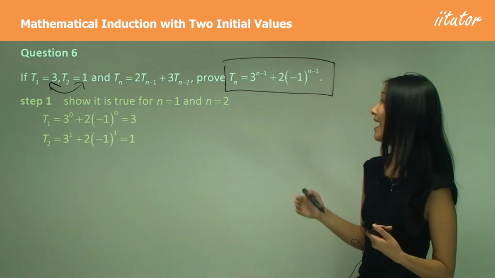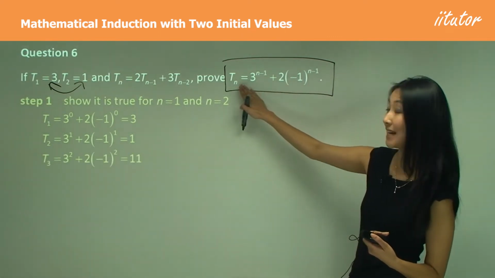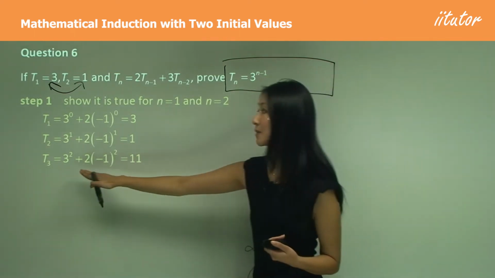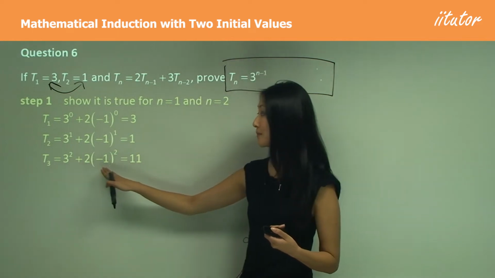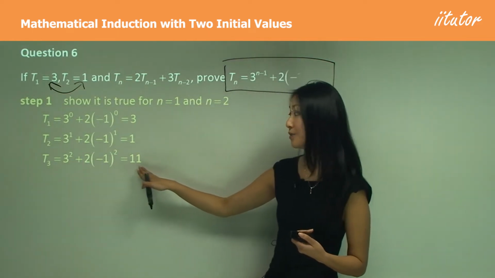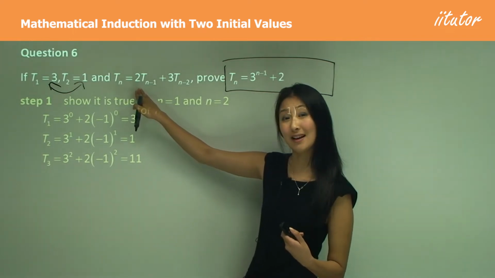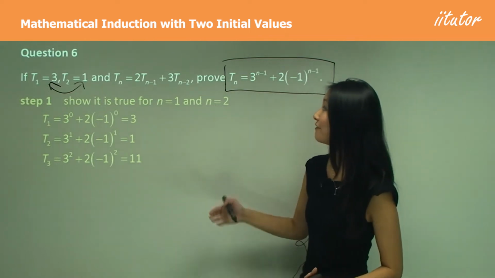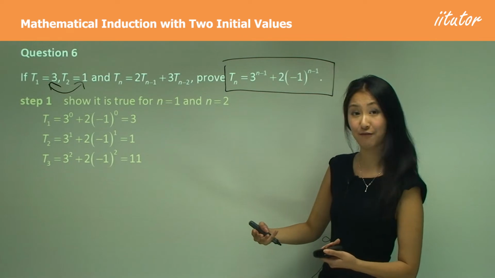And how we do that is we substitute it into this first. So we have T3 equals 3 to the power of 3 minus 1, so that's just squared. And this is also squared. So this is 9, and this becomes just 2, so equals 11. Now, we're not told what T3 is, are we? So we have nothing to compare it to. So therefore, we have to use the general formula to work out what T3 would have been.